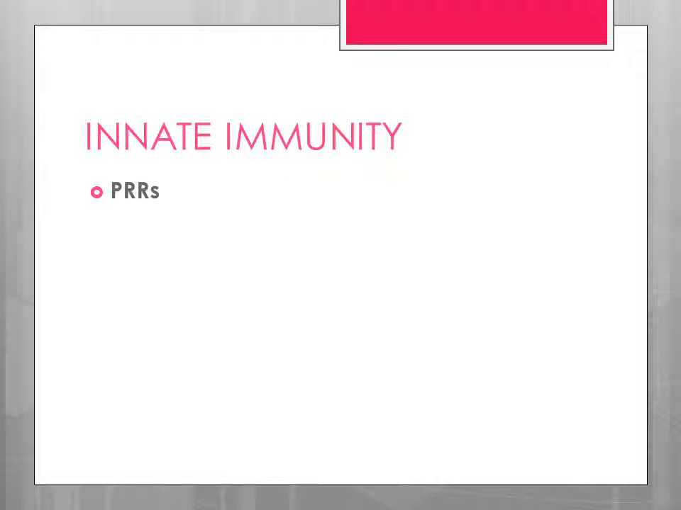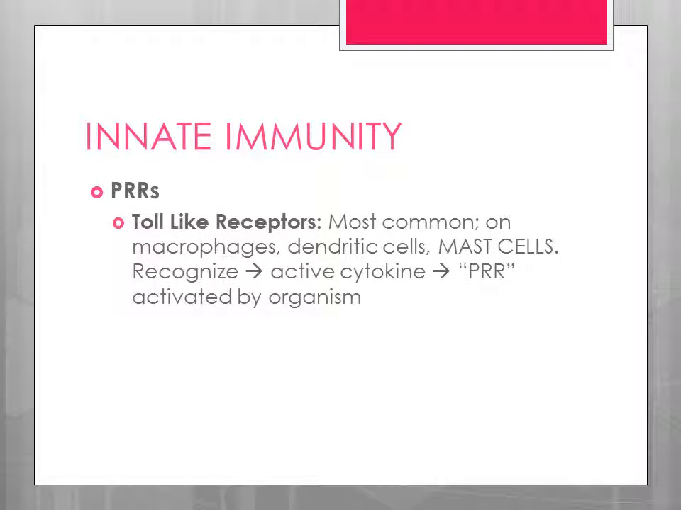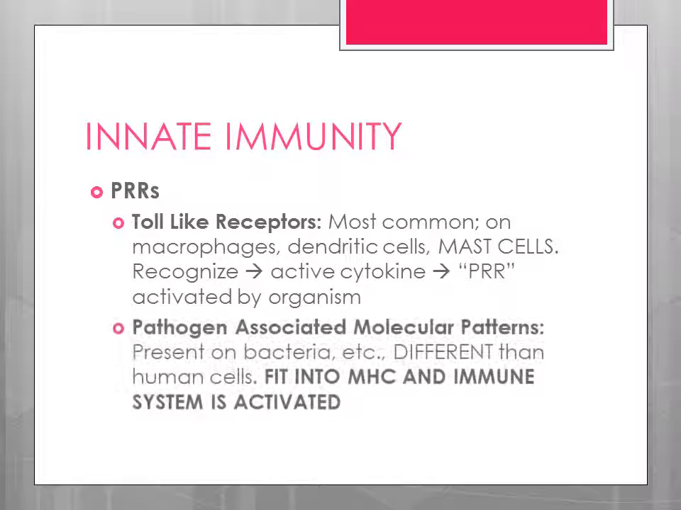So you have the first kind, which are toll-like receptors. These are the most common, and they can be found on macrophages, on dendritic cells, mast cells especially. And they're going to recognize the fact that there are foreign bodies circulating in the bloodstream. They're going to activate the cytokines, and then the PRRs are going to be activated by the organism against the foreign body.